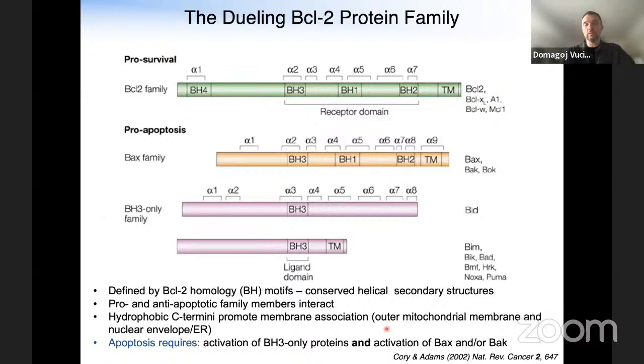So BCL2 proteins comprise two major families, pro-survival and pro-apoptotic. Pro-survival are BCL2, BCL-XL, A1, BCL-W, MCL1. And pro-apoptotic can be either the BAX family, BAX, BAK, and BOK, or BH3-only. All of these family members are defined by the BH motif, BCL2 homology motif. Some of them have several, and some of them have only one, BH3, which is critical for activation of cell death. So this apoptosis really requires BH3, and even just having BH3 only will allow these proteins to trigger cell death, okay? And so we have a lot of them, as you see here.